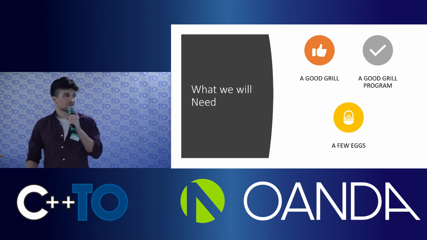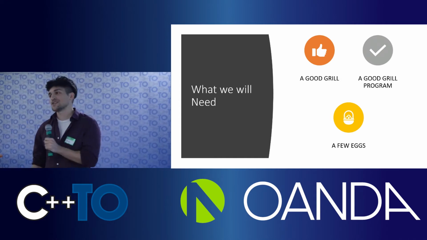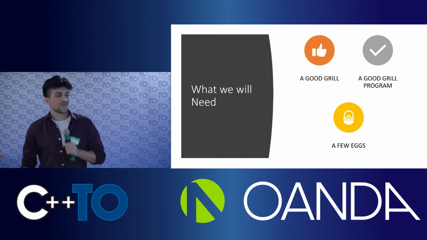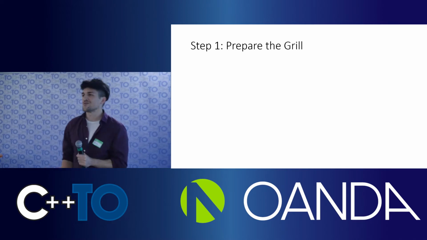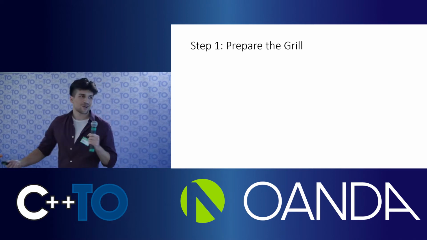One, we're going to need a good grill. Two, we're going to need a good grill program. And three, we're going to need some eggs. Okay, so prepare the grill. What should we use for a grill? This is a big question, right? Especially in C++.